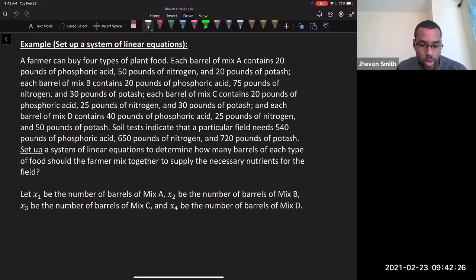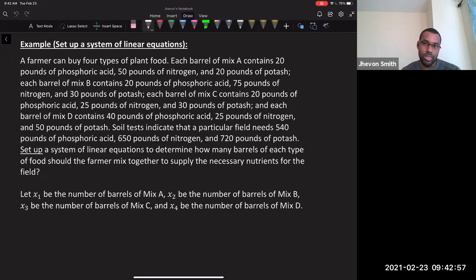A farmer can buy 4 types of plant food. Each barrel of mix A contains 20 pounds of phosphoric acid, 50 pounds of nitrogen, and 20 pounds of potash. Potash is a kind of fertilizer, a potassium-based fertilizer. Each barrel of mix B contains 20 pounds of phosphoric acid, 75 pounds of nitrogen, and 30 pounds of potash. Each barrel of mix C contains 20 pounds of phosphoric acid, 25 pounds of nitrogen, and 30 pounds of potash. And for mix D, we have 40 pounds of that. Okay, all right.